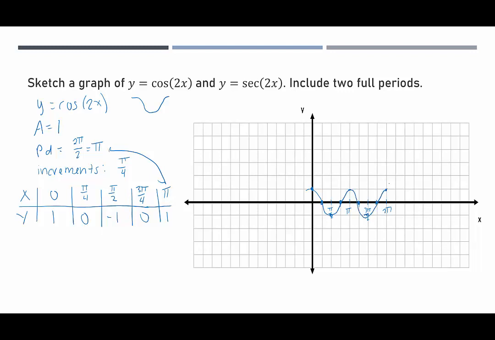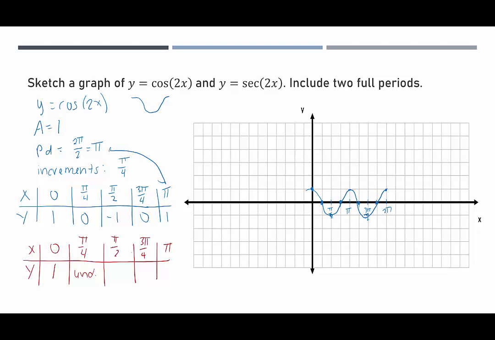All right, so now we're going to look at secant. For secant, the x values will all be the same. So we're going to have 0, pi over 4, pi over 2, 3 pi over 4, and pi. And now the y values are going to be the reciprocals. The reciprocal of 1 is 1. The reciprocal of 0 is undefined.